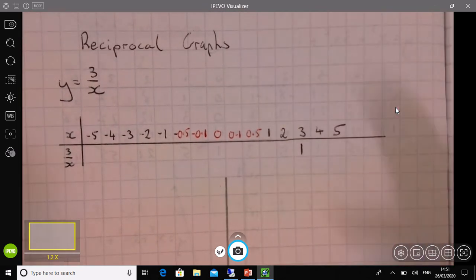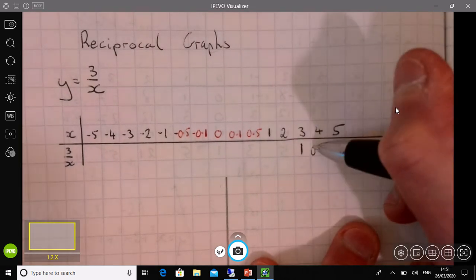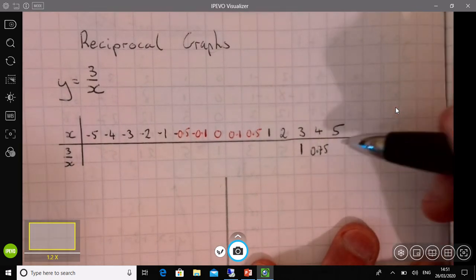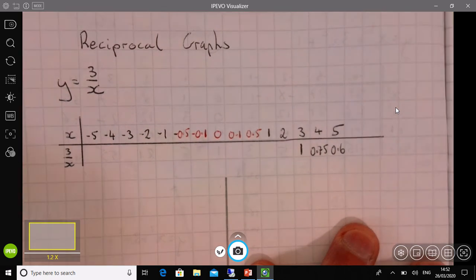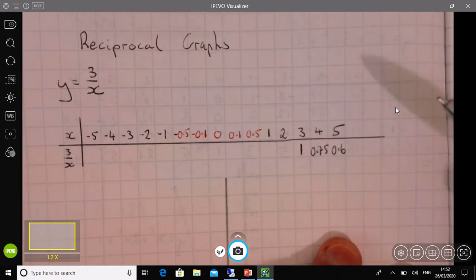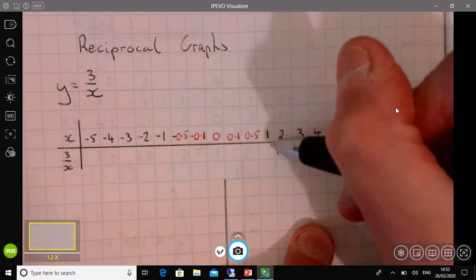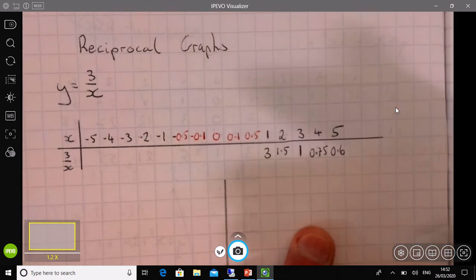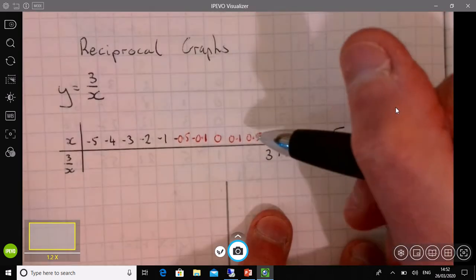Okay? And 3 divided by 4, that's 3/4, so 0.75. 3 divided by 5 is 0.6. So we get rather odd numbers, decimals coming up here. 3 divided by 2 is 1.5. 3 divided by 1 is 3. Feel free to get a calculator out if you really want to. Like I say, these ones aren't too bad, so it shouldn't present us with too many problems.